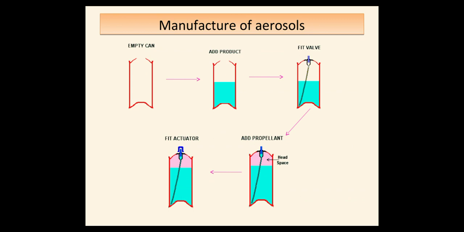Now, this is the example of manufacturing of aerosol. Empty can, first we have to add the product, then we have to fit the valve, then add the propellant here, and after that fit the actuator. That's all about the aerosol now.